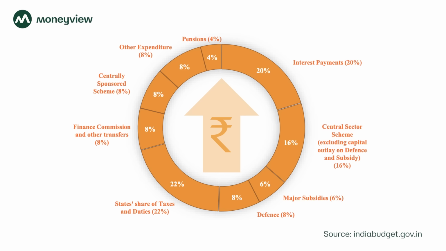Now let's look at where the money is being spent. There are 9 broad categories in which the money is being spent. It includes pension, interest payments on borrowings, central sector schemes, centrally sponsored schemes like Ayushman Bharat or MGNREGA, things like that. Then subsidies, which includes fertilizer subsidy or electric power subsidy that the government gives out, defense, which is about 8% now, state share of taxes and duties, then finance commission, and then finally other expenses, which is a small 8%.